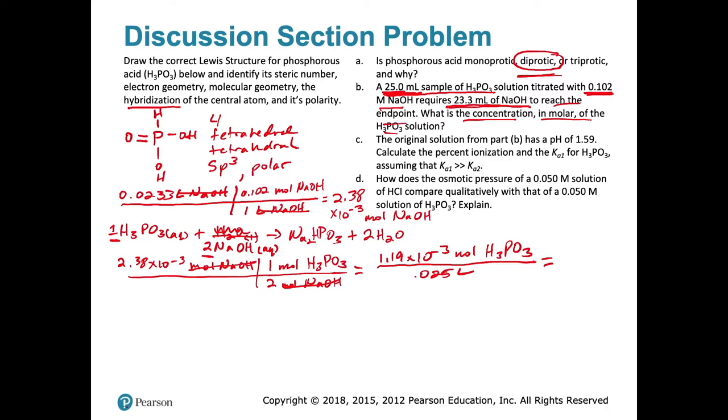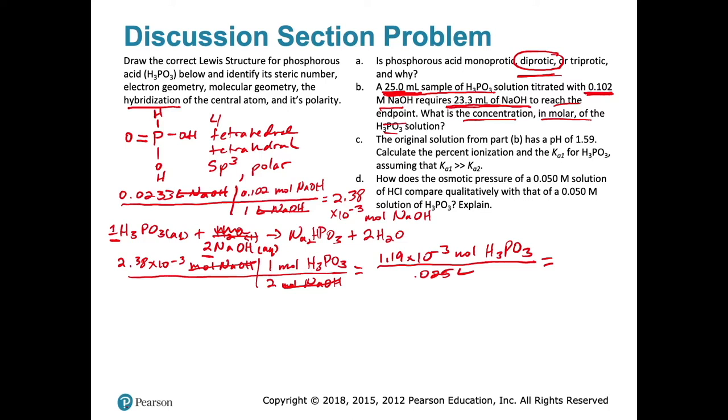Why did you put 0.025 instead of 25? Because the concentration formula, molarity, is number of moles over liters, not number of moles over milliliters, right? And I gave you the volume in milliliters, so you needed to convert it to liters, which at this point you should be able to do in your head, because you're just moving the decimal point 3 places either way, right?